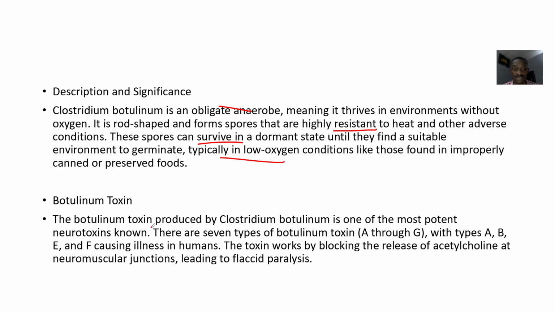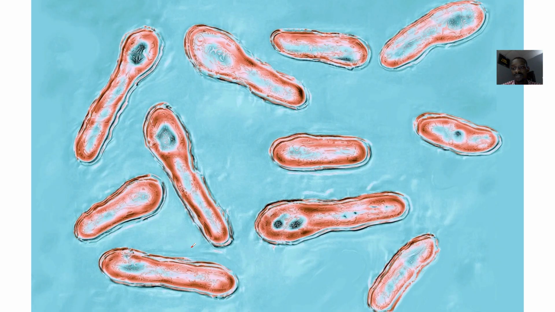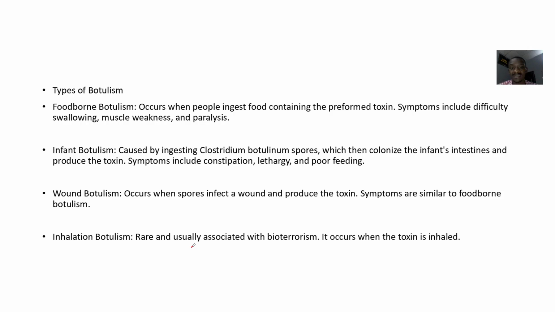So the botulinum toxin produced by this Clostridium botulinum is one of the most potent neurotoxins known. There are 7 types of the botulinum toxin, right, so we have botulinum toxin A, B, down to G. The types A, B, E, and F can actually cause diseases in human beings, and it's produced by this Clostridium. The toxin works by blocking the release of what? Acetylcholine at neuromuscular junctions. And this leads to what? Flaccid paralysis, right?